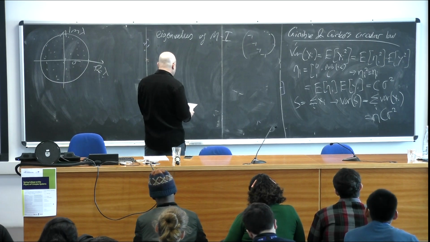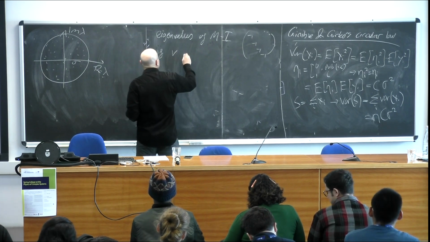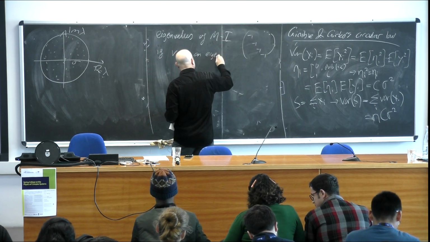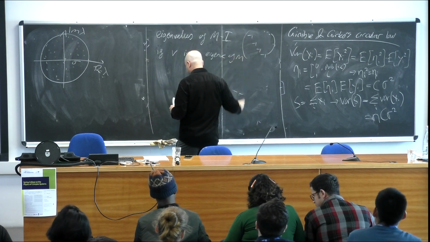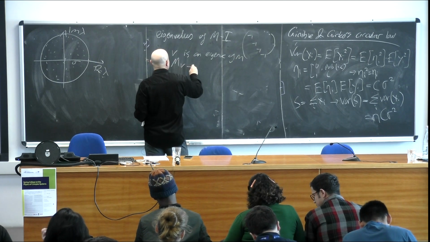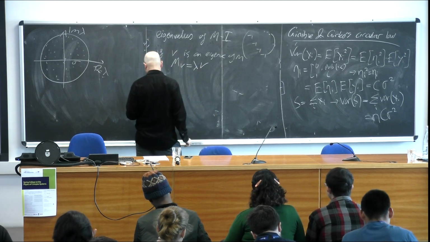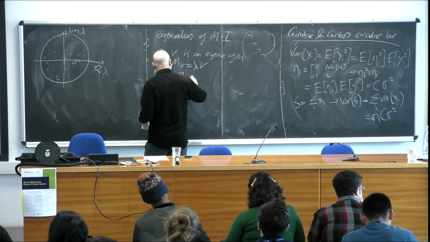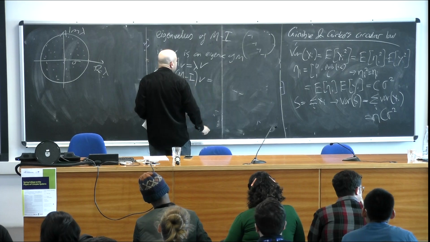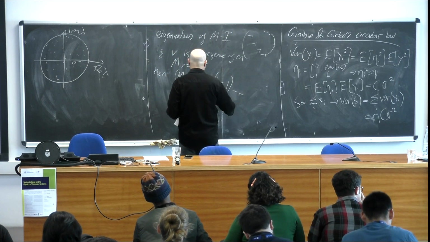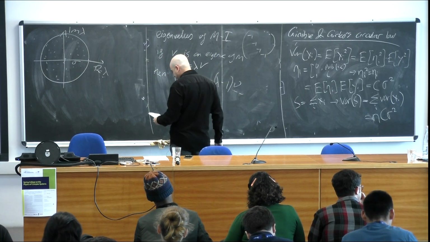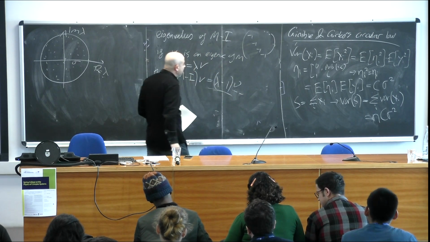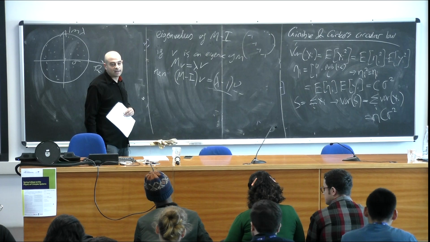Okay, so if v is an eigenvector of M, so Mv equals lambda v, then M minus I times v would equal lambda minus 1 times v. Which means that lambda minus 1 is an eigenvalue of M minus I.